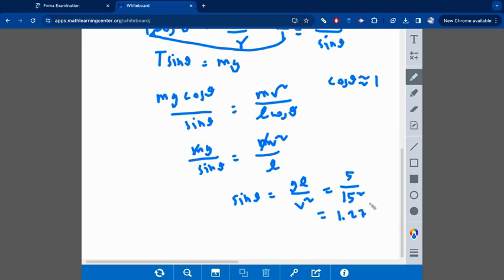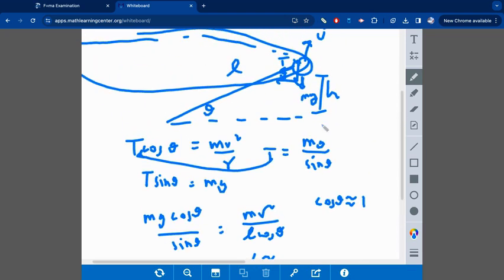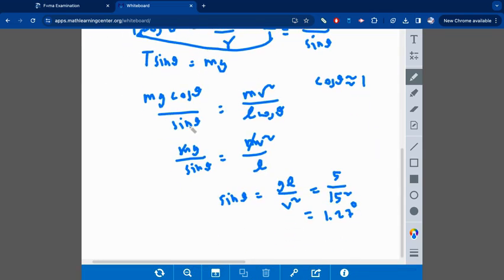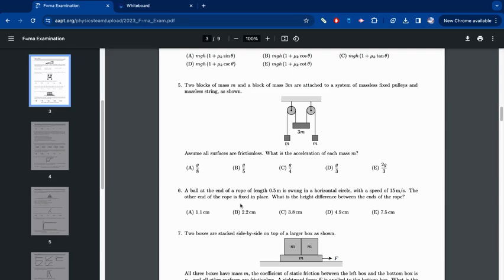And so since we want to find L sine theta, so H equals L sine theta. So it's going to be 0.5 sine theta. Alright, actually we didn't even have to calculate theta, but so 0.5 sine of 1.27 degrees, which is 0.011 meters, which would be 1.1 centimeters, which is A.